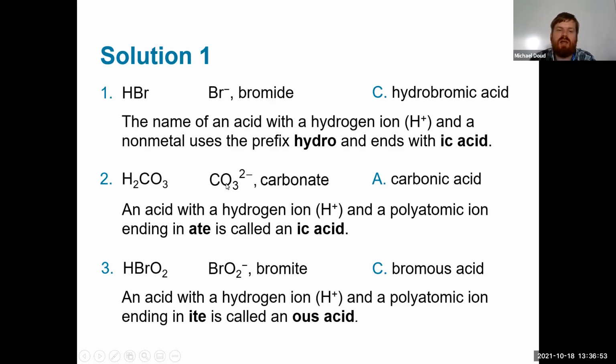H2CO3, that's the acid of carbonate, CO3 2 minus. You see the ate, drop the ate, add the ic acid, it becomes carbonic acid. Finally, HBrO2, we have BrO2 minus as our anion, bromite. When we form an acid with a proton, that becomes bromous acid. Remember, ite turns to ous, and ate turns to ic.